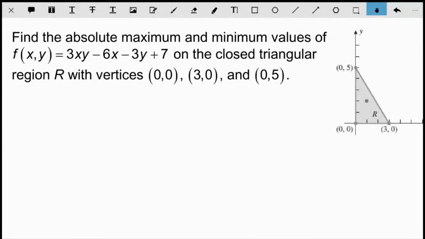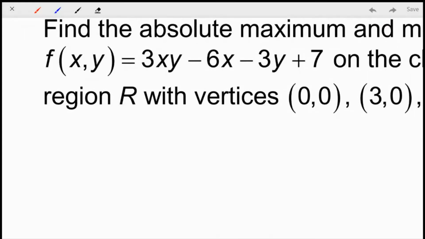So anywhere those function values are within that region, that's where I'm looking for the maximum and minimum values of this function. Okay, so within the region that is defined by this triangle. Okay, so now let's go through and look at our critical points.